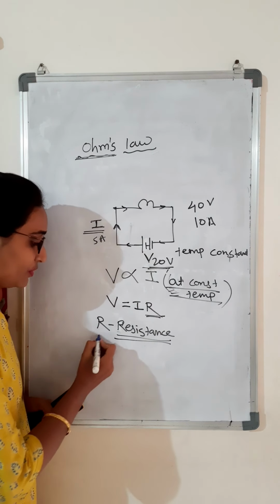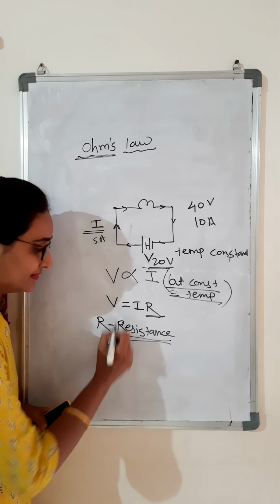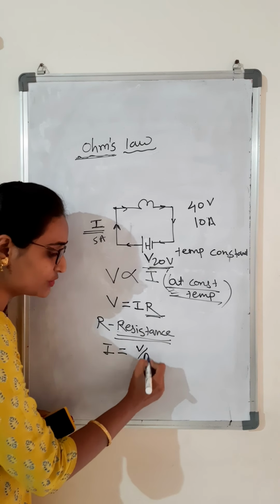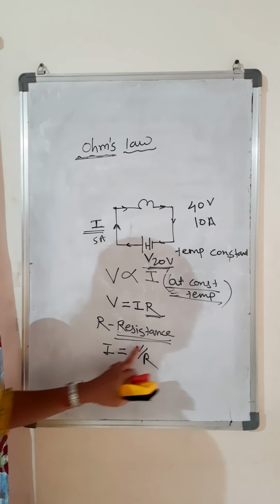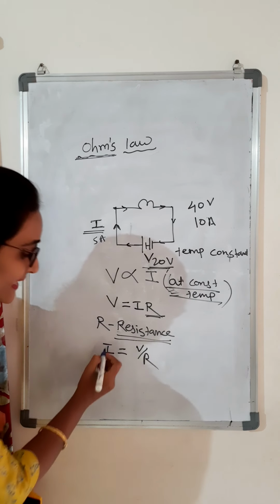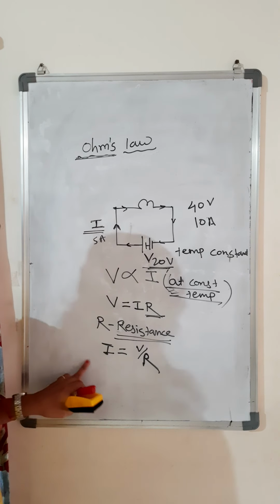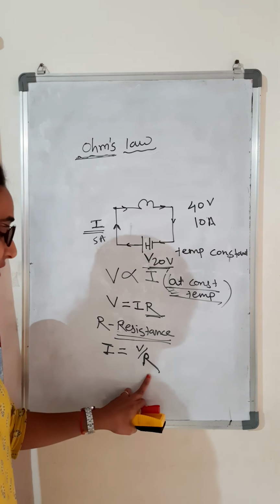Now, from this equation I can also write I is equal to V by R. Means you can see I is inversely proportional to the resistance.